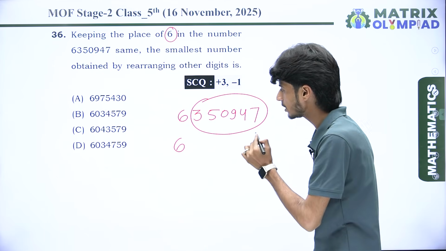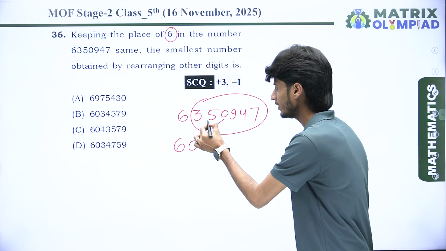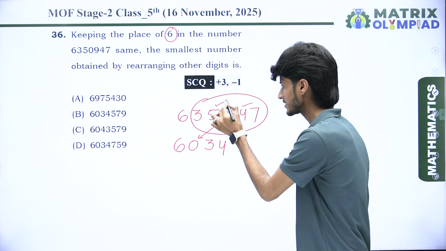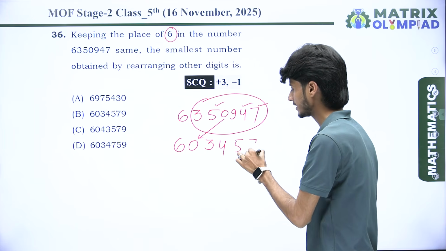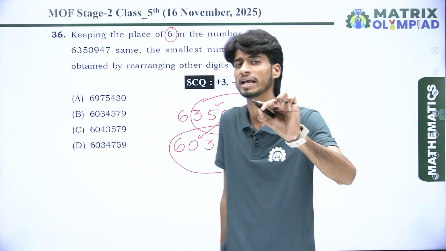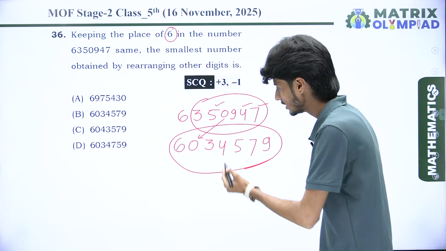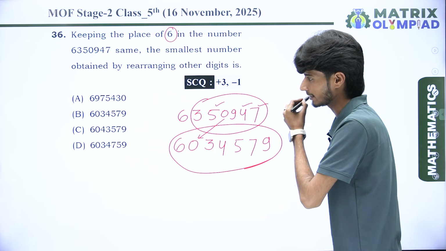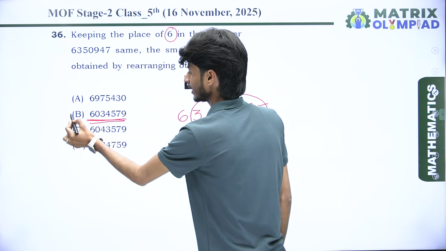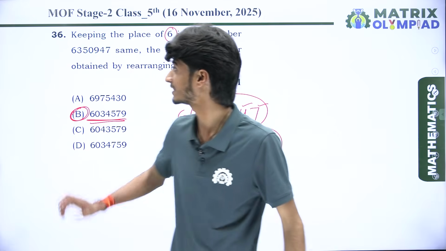First of all, which is the smallest digit? The smallest digit is 0, so put 0. Now the next smallest digit after 0 is 3. Now we have 4. The next digit will be 5. After 5 we have 7, and in the end we have 9. So this is the smallest number whenever we rearrange all the remaining digits. Okay, so observe the options: 6034579. It is represented in option B. So option B is the correct option for question number 36.